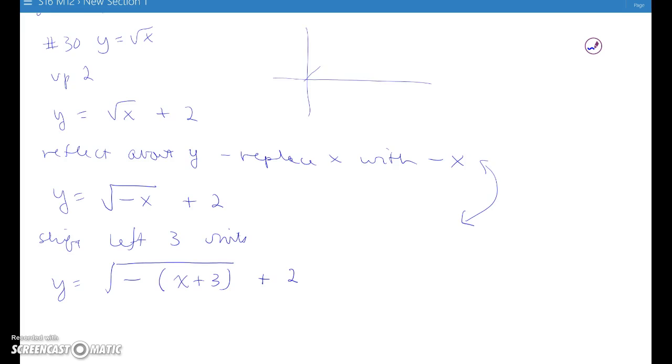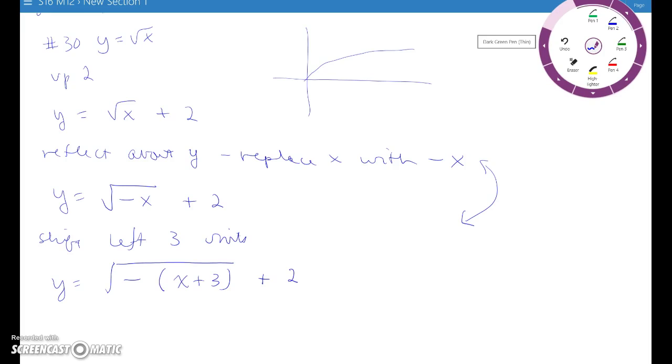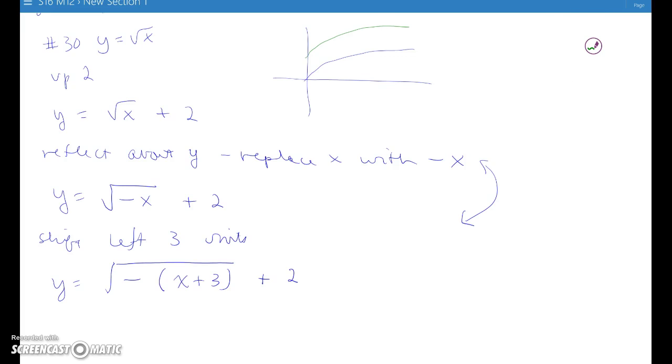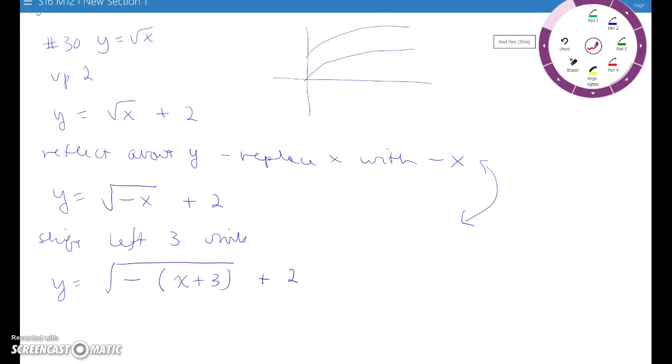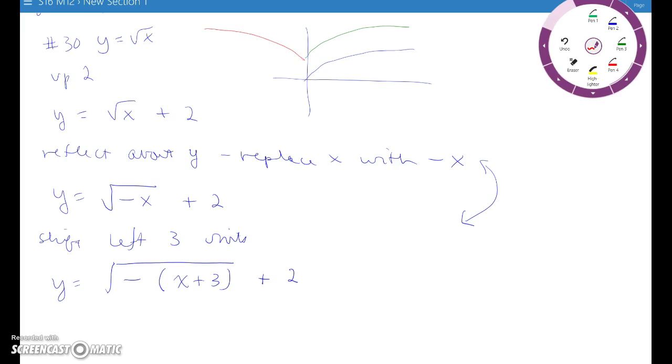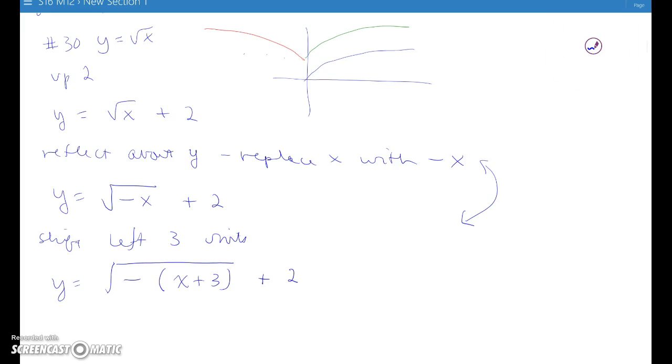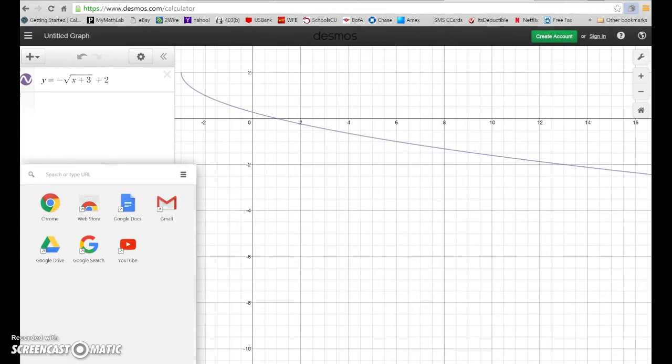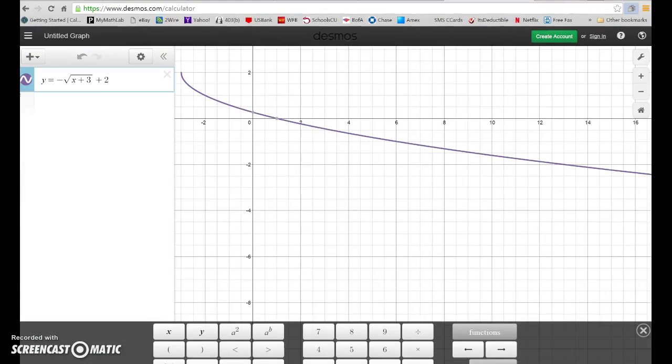So we'll have our basic square root graph. Then we'll go up 2. Then we're going to reflect about the y-axis. And then shift to the left 3 units. So we expect the graph to be over here. So let's go look at Desmos and see what it tells us.